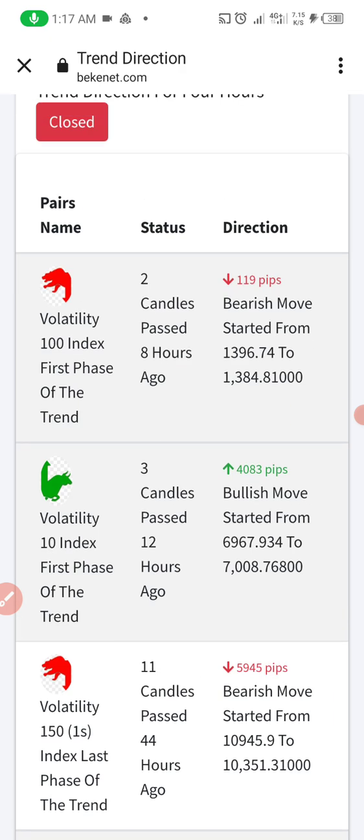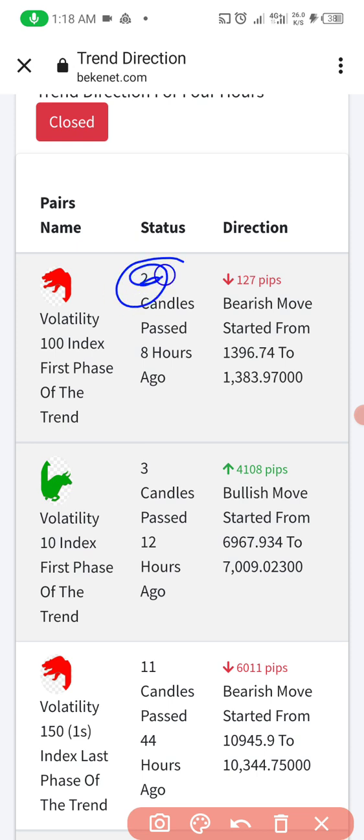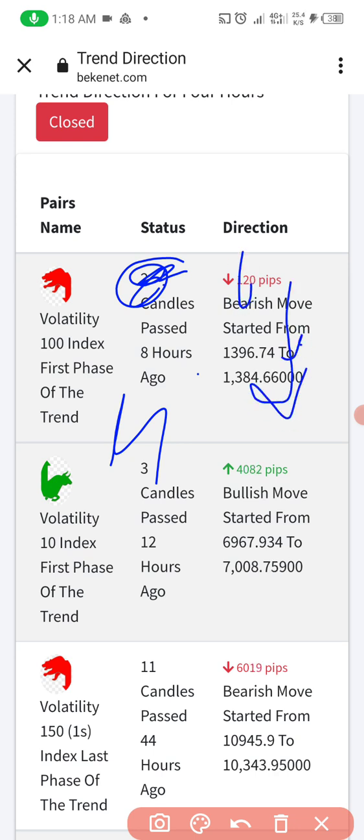Like this one now, this one is a good one. The number of pips is just 12. I just spotted it now. I've smashed all these ones back to back before I created this video. This is just two candles, so I can begin to sell immediately. It's just 12 pips. I can begin to sell immediately.